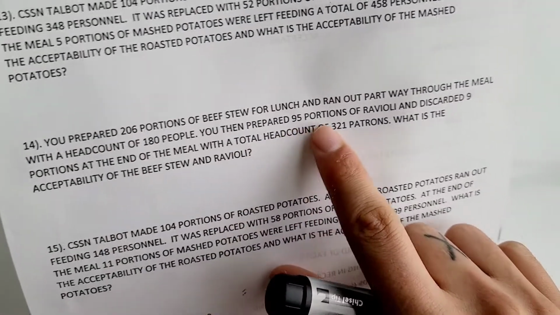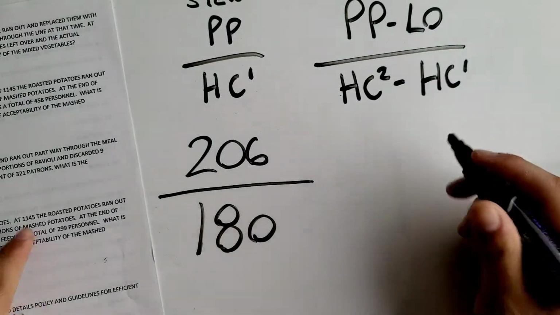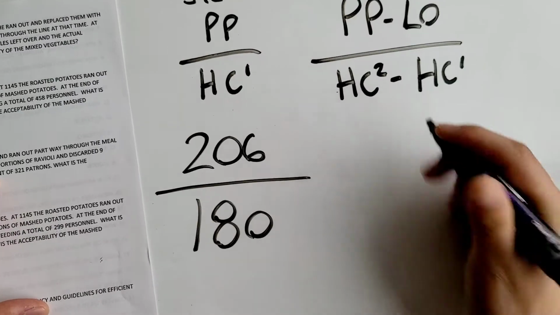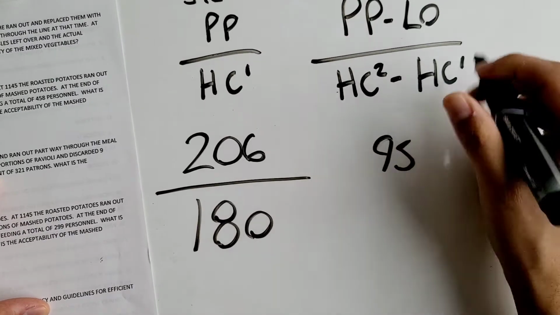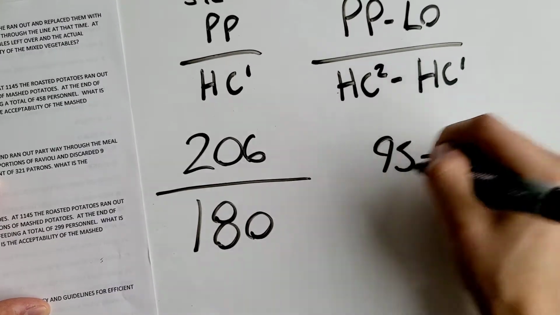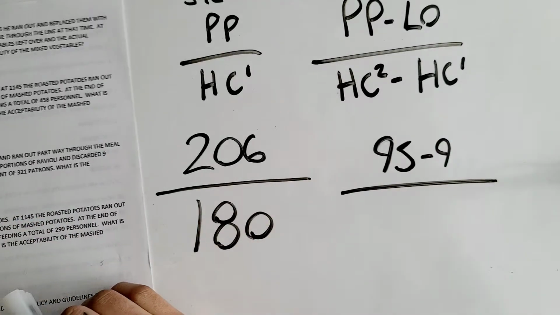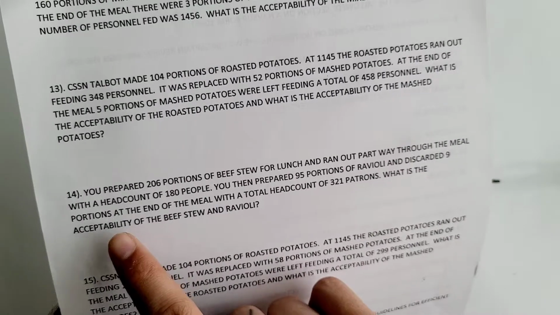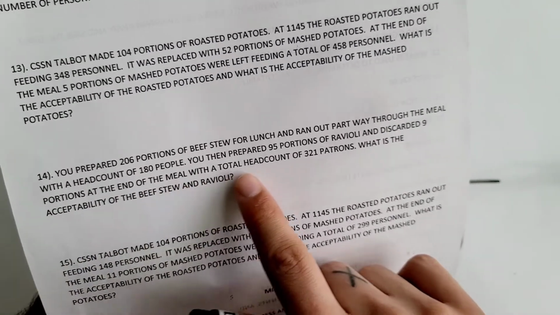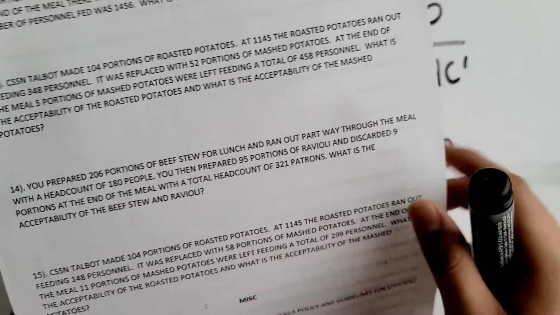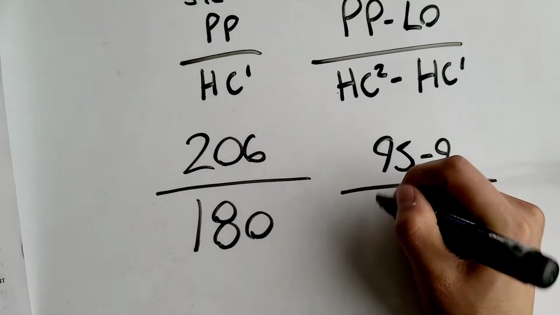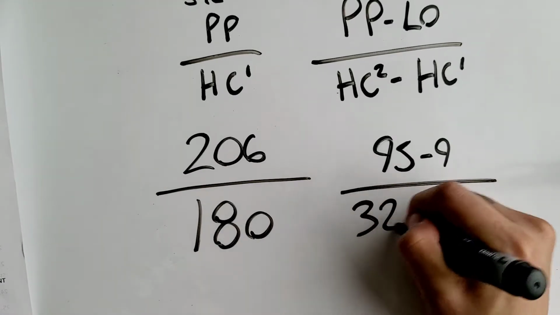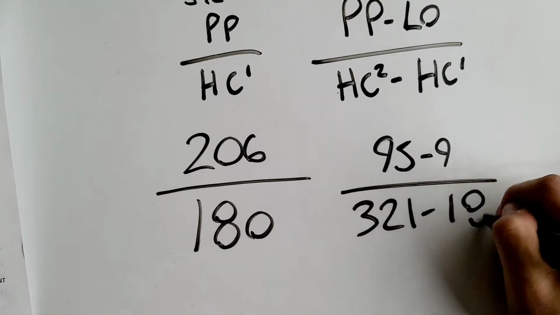You then prepared 95 portions of ravioli and discarded 9. So this second one is your ravioli, so 95 minus 9 divided by... So you discarded 9 portions at the end of the meal with a total head count of 321 patrons. So your second head count, so 321 minus 180.